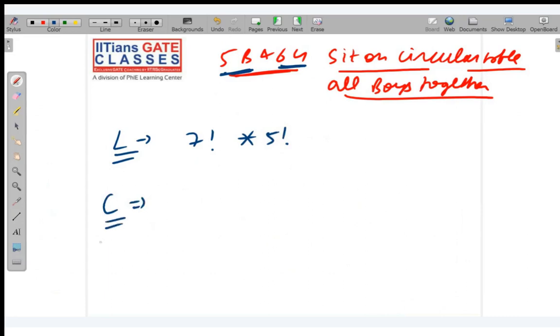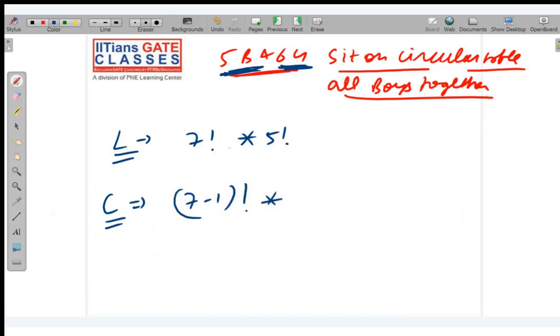What about my circular arrangement? Now we have to think about it. All boys should be together and 6 girls are there. So you can think there are only 7 objects. 6 plus 1, 7 objects are there, and I have told you 7 minus 1 factorial ways to arrange them. Now after arranging, we have to arrange the boys.